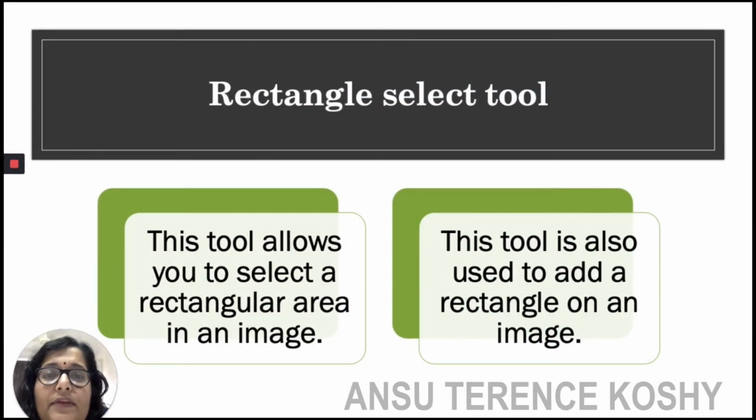The first one we need to discuss is the rectangle select tool. From the word itself, you can understand that you are selecting a rectangular area of the picture. You are selecting a portion in rectangle shape. This tool allows you to select a rectangular area in an image. That is, it allows you to select a portion of the image which is in rectangle shape.